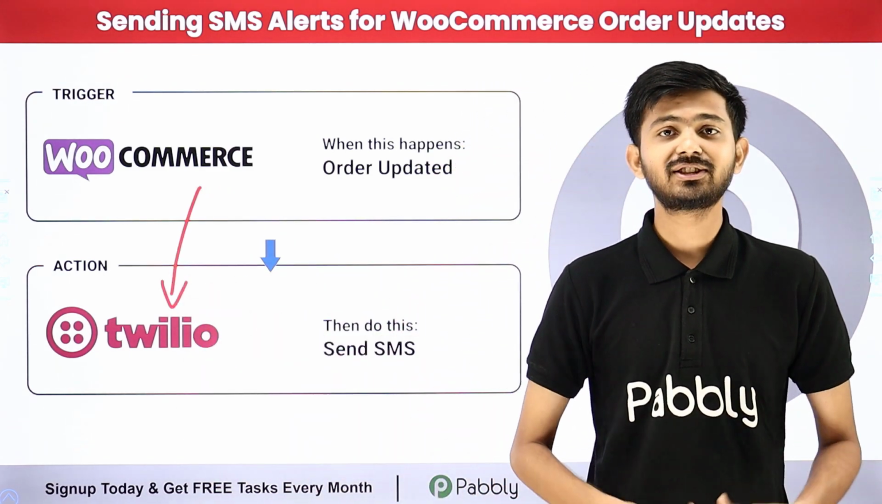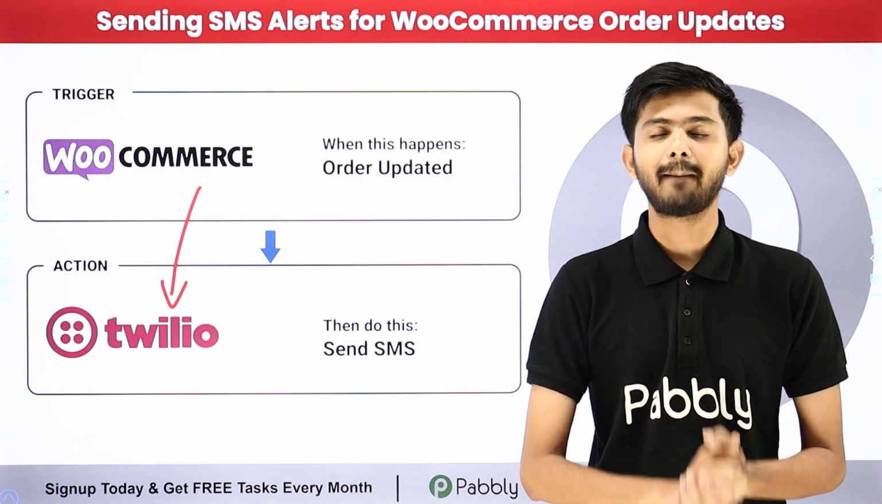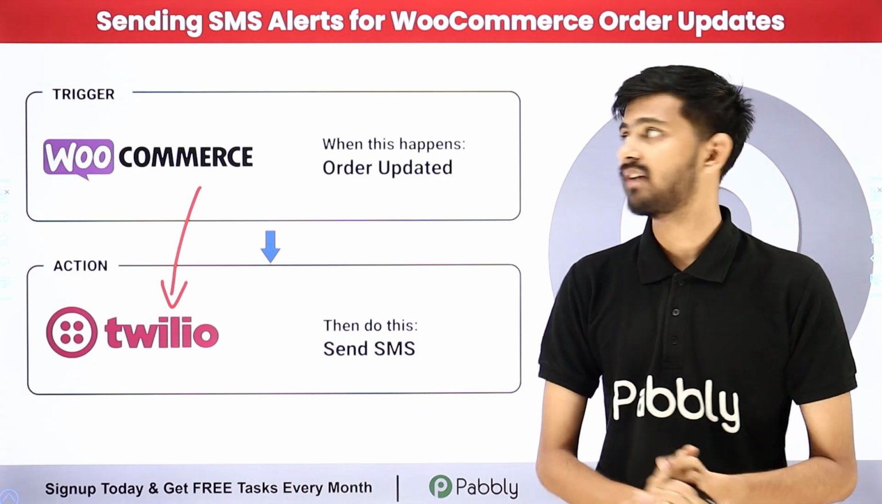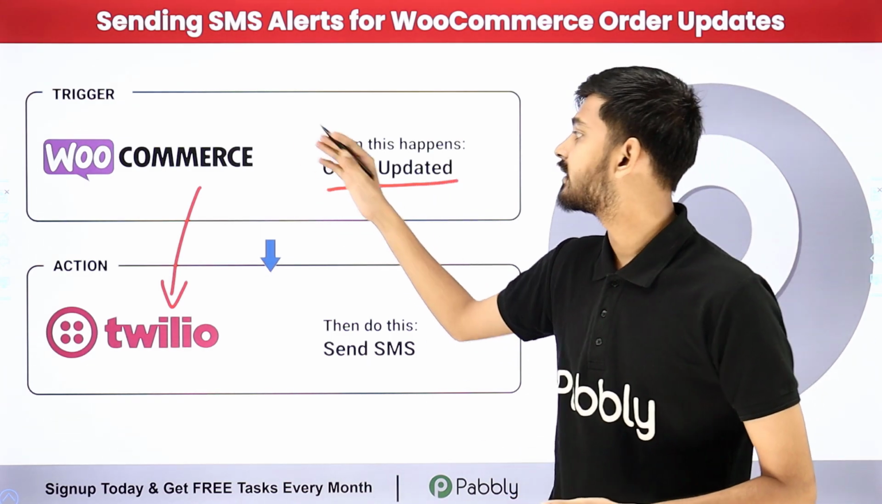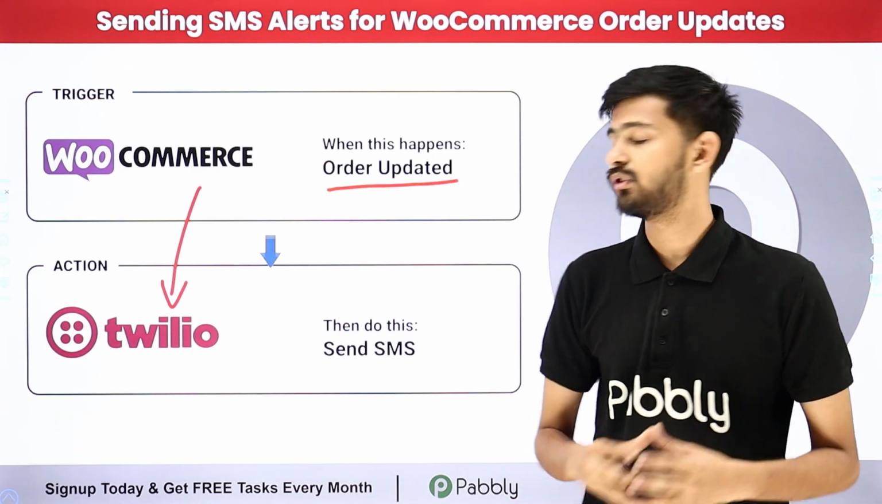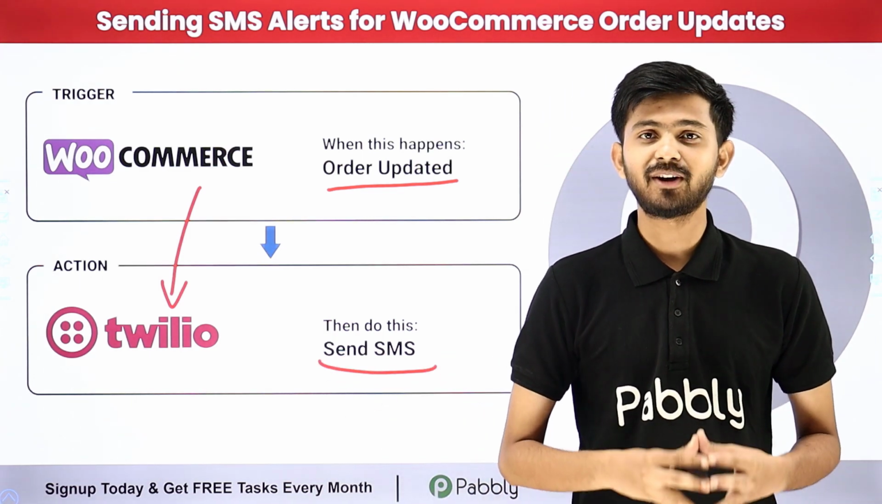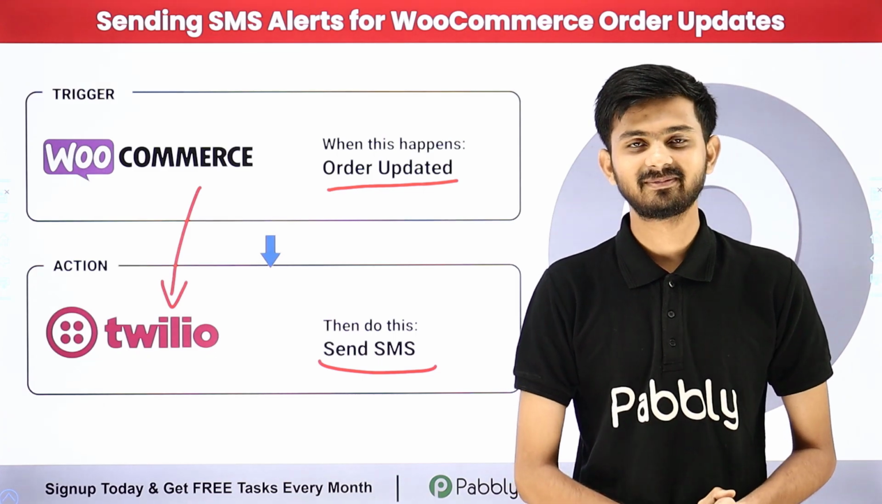For building this connection, I'm going to use Pabbly Connect, which is an amazing software for automation and integration. Now with Pabbly Connect, whenever I get a new order update, I want to automatically send the SMS notification using Twilio. So how am I going to build this connection? For that, let me take you to my computer screen.